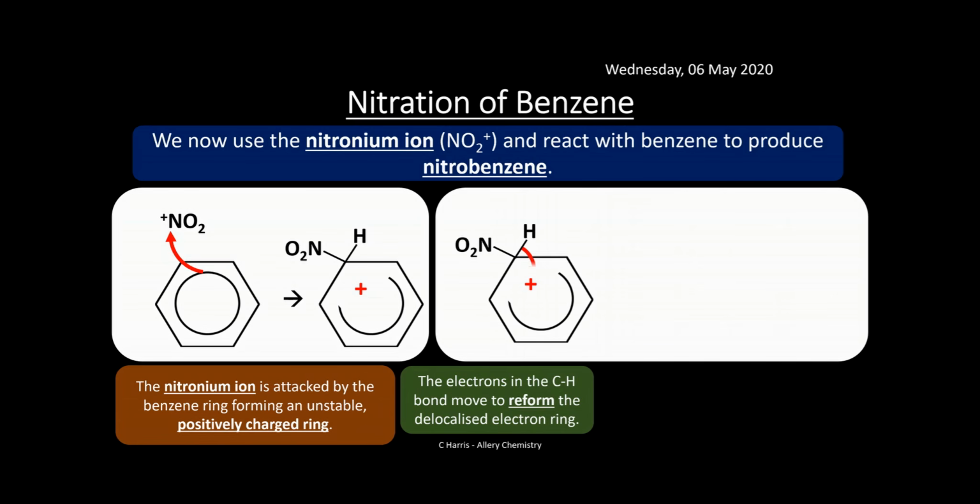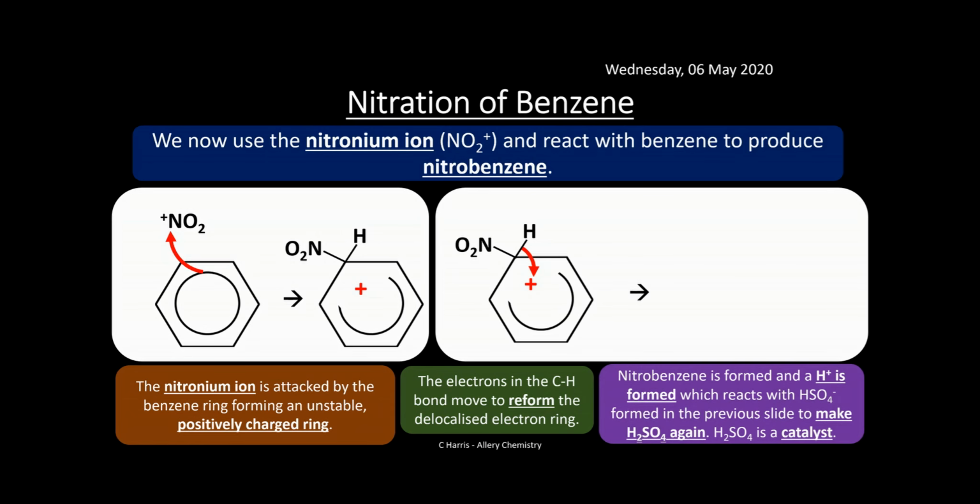So the next thing is the electrons in the C-H bond here. These move to reform the delocalized electron ring. So you can see there it reforms that back. And then what you have is your nitrobenzene that's formed, and an H+ ion is formed as well. Now, that H+ ion actually reacts with the HSO4- formed in the previous slides. Remember, in the previous one we had HSO4- left, and that forms H2SO4 back again. So actually, in this reaction, H2SO4 is a catalyst, because it's reformed back again.